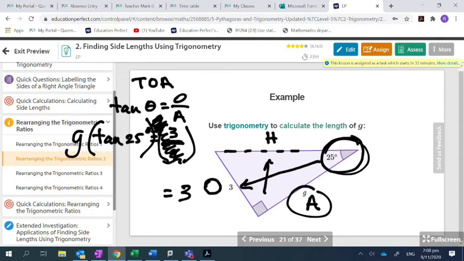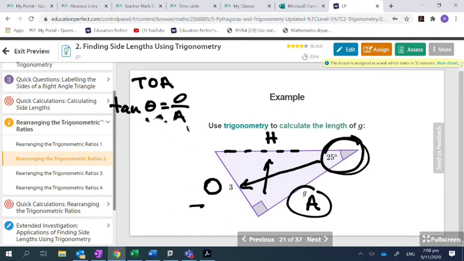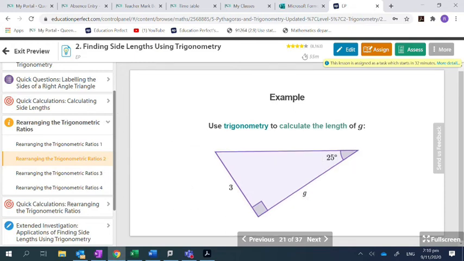Multiplication. And the opposite of multiply by tangent is? So we're just going to divide both sides by the tangent of 25. Wait, I have to write this. Oh, no. It's the same thing as solving an equation. Let's just go backwards. Go to the beginning. Start again. I think I got it.